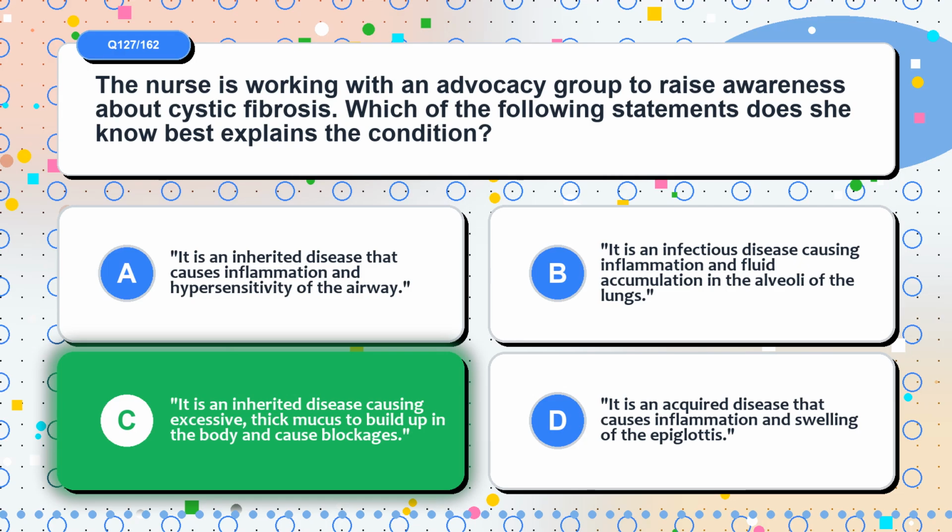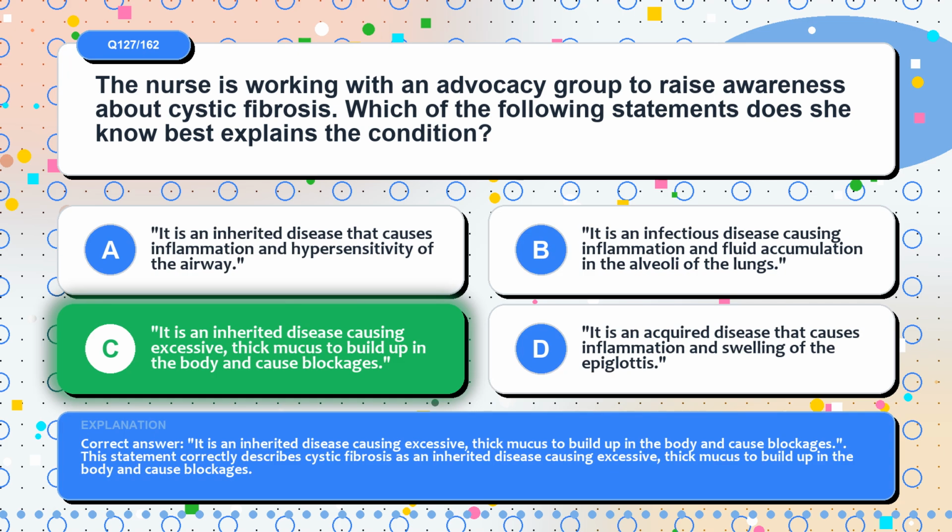The correct answer is option C. It is an inherited disease causing excessive, thick mucus to build up in the body and cause blockages. Correct answer. This statement correctly describes cystic fibrosis as an inherited disease causing excessive, thick mucus to build up in the body and cause blockages.